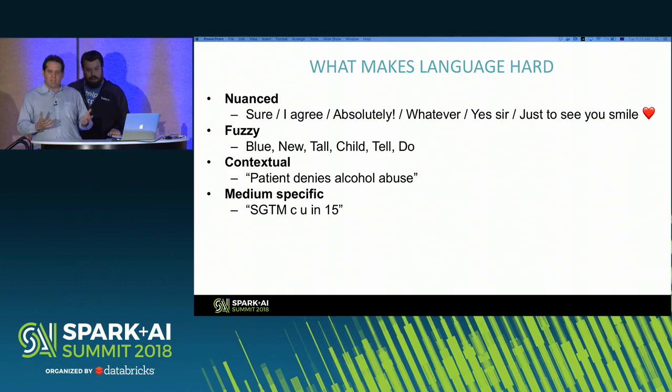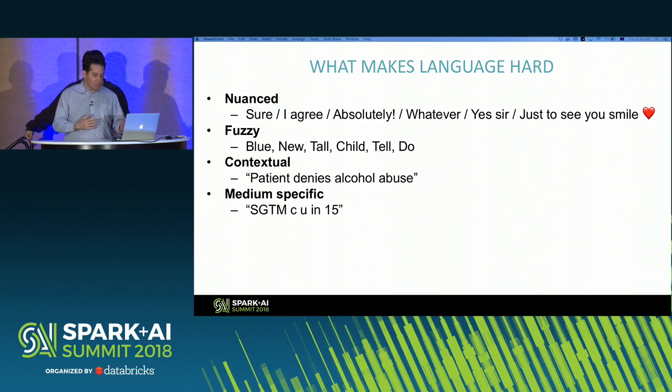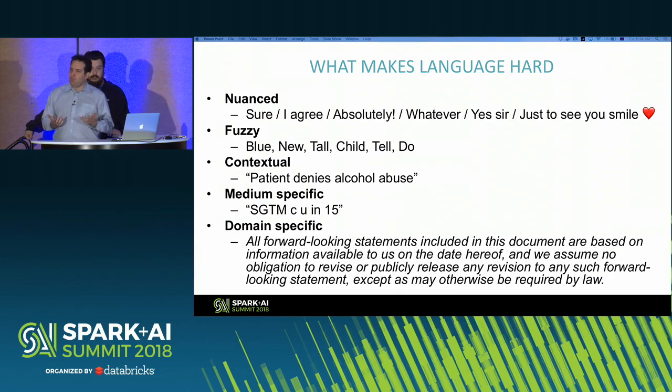Language is very medium specific, and it's really simple. We use a different vocabulary and different grammar. There are some assumptions. So if I say "see you in 15," it's usually 15 minutes, okay? But obviously it depends on some other context we do not have here. And language is domain specific.